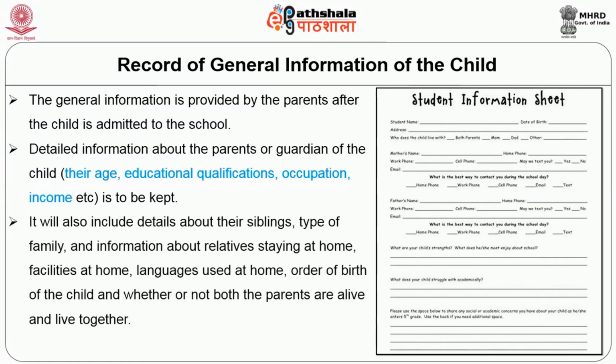It will also include details such as their siblings, type of family, and information about relatives staying at home, facilities at home, the languages used at home, the order of birth of the child, and whether or not both the parents are alive and whether they are living together.